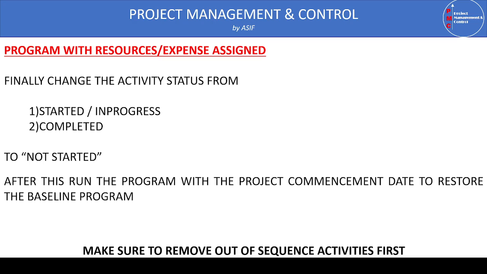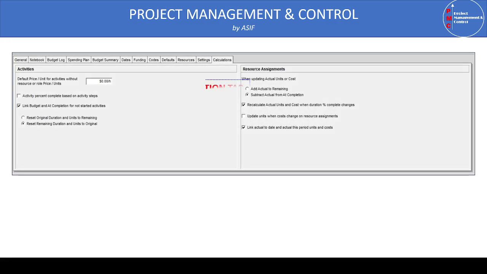Before removing the actual data from the P6 program, make sure to remove all the out of sequence activities. In addition to this, we need to make sure that we go into the project folder, and just select the calculation tab, and in the calculation tab make sure that you select reset remaining duration and units to original. This item should be selected before you implement the changes.